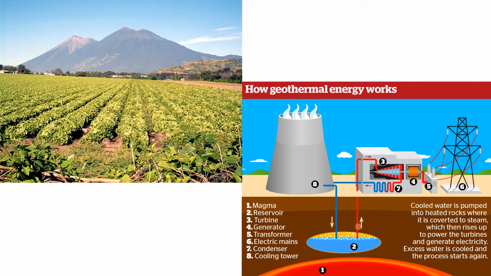So, yung steam natin rises up to power the turbines. So, yung gas na yon na sobrang init would make our turbines turn. Papaikutin niya yung turbines na to. Tapos yung turbines connected to generators. The generators will generate electricity and then it would be passed on to the electric mains. And then we have electricity. Tapos yung excess water is cooled and then the process starts again.